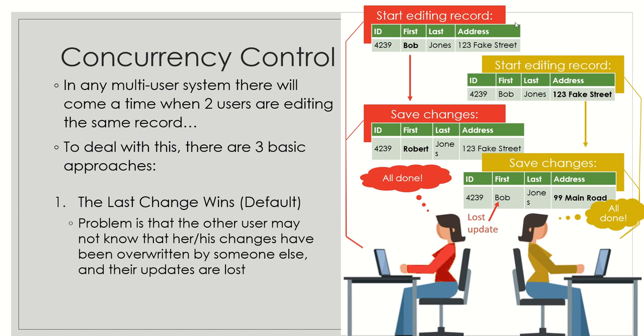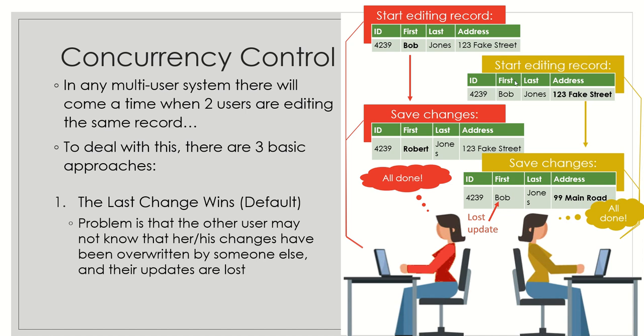Now they're changing different fields, but the problem is that red shirt has loaded up an editing screen, and she is currently working on changing the first name of Bob Jones. And she wants to change his name from Bob to Robert. While she's in the process of typing the new name, yellow shirt also is trying to edit the same record. Now, she's trying to change Bob Jones's address from 123 Fake Street to 99 Main Road.